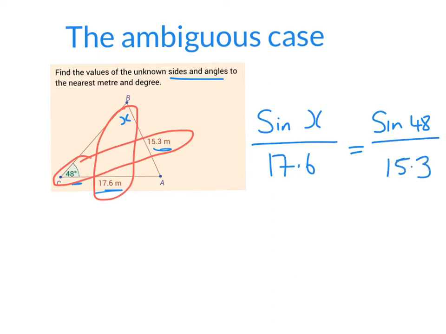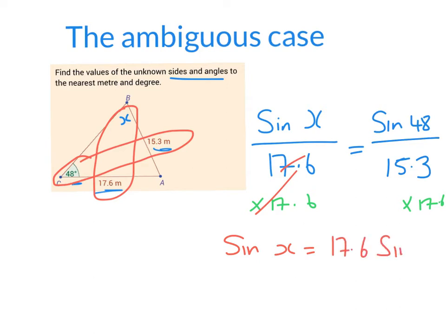Okay, so I'm going to multiply both sides by 17.6 and I'm going to get sine of x equals, because they're going to cancel, 17.6 sine 48 all over 15.3. Can type it into your calculator and you're going to get 0.8549.